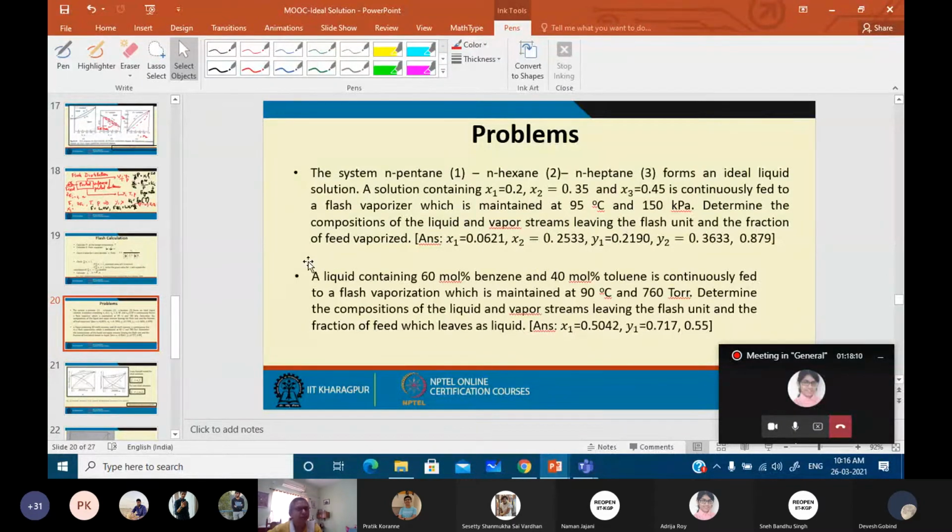Normally, remember, for flash vaporizations, we do not deal with binary mixtures. We deal with multi-component, at least ternary or more than that. So these two are flash vaporization. I'm going to upload it, but I'm not going to police whether you're doing it or not. That I leave to your own honesty. And the same type of problems you'll be getting in your final exam, right? So with this, ideal solution comes to an end.